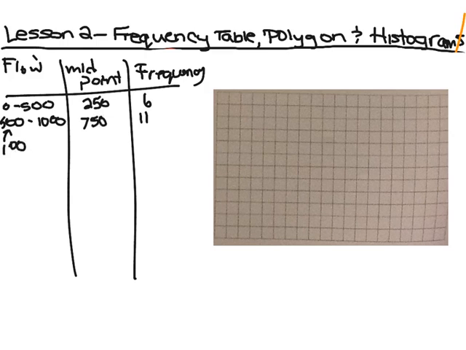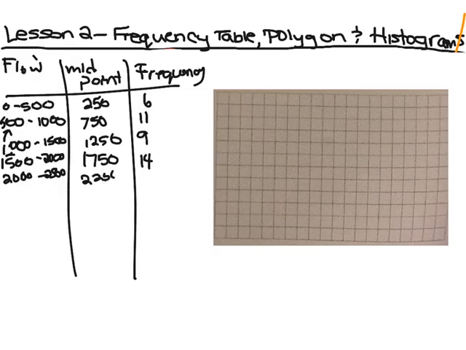1,000 to 1,500, add 250 to 1,000, and you get 1,250, and our number is 9. 1,500 plus 250 is 1,750, and that number was 14. 2,000 plus 250 is 2,250, and that number is 5. 2,500 plus 250 is 2,750, and that number is 1. 3,000 plus 250 is 3,250. We've got 3 of those.